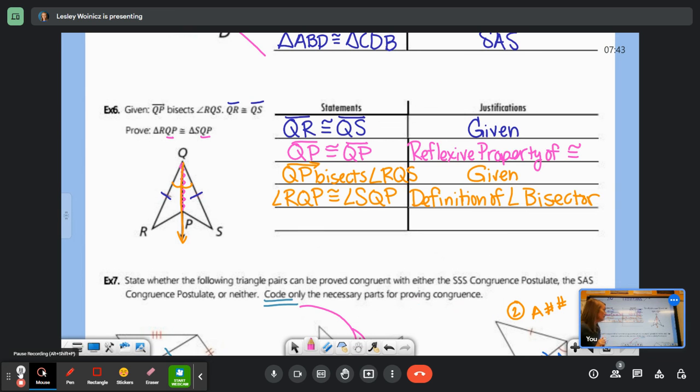Okay, now I have two sides congruent and I have my included angles congruent. I know that these triangles are congruent by side angle side. So that is triangle RQP congruent to triangle SQP. And we're done.